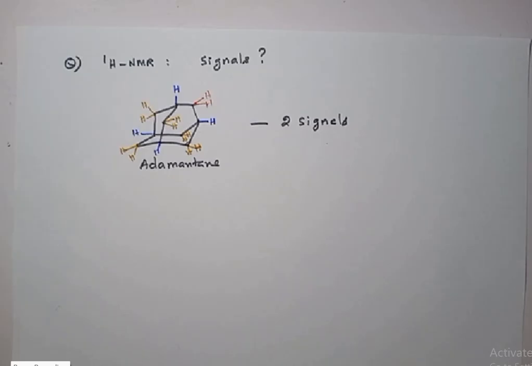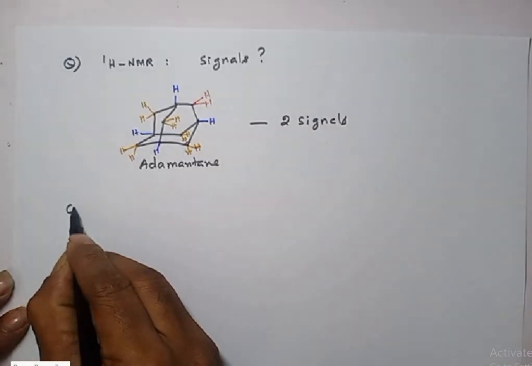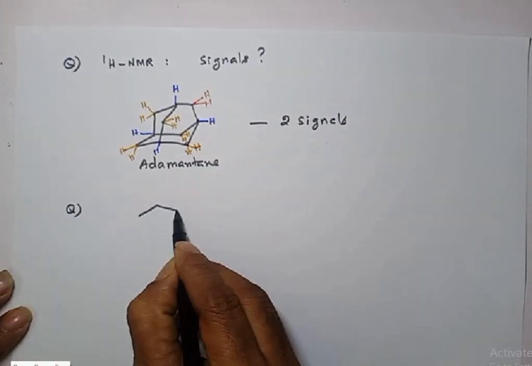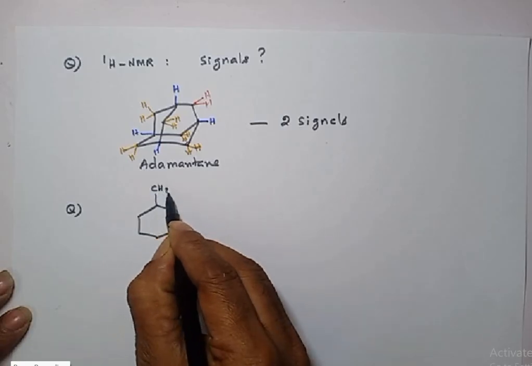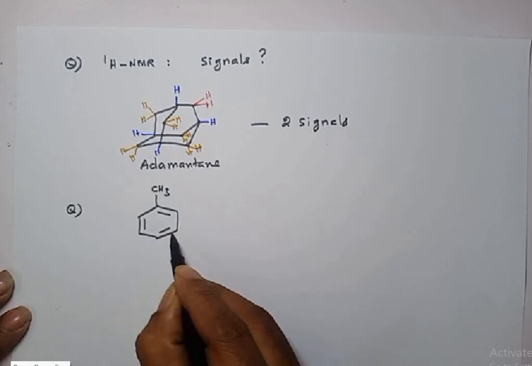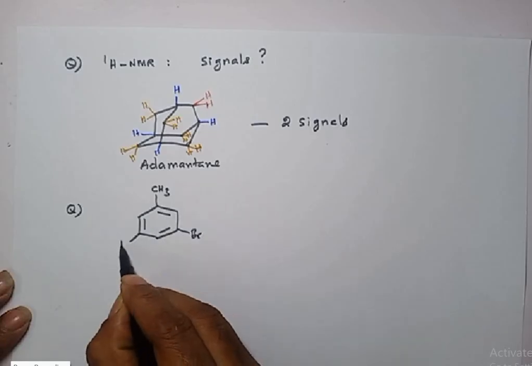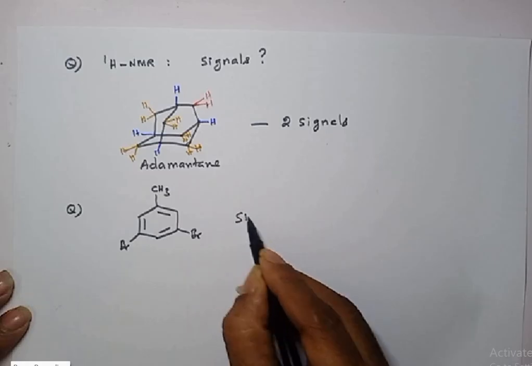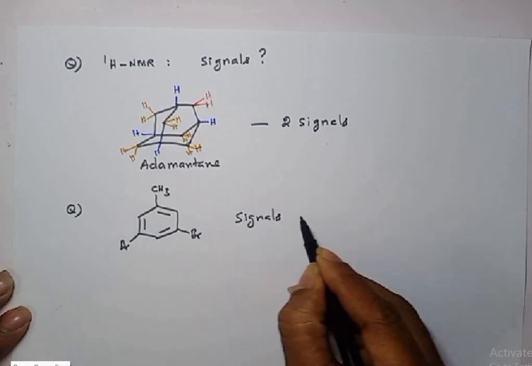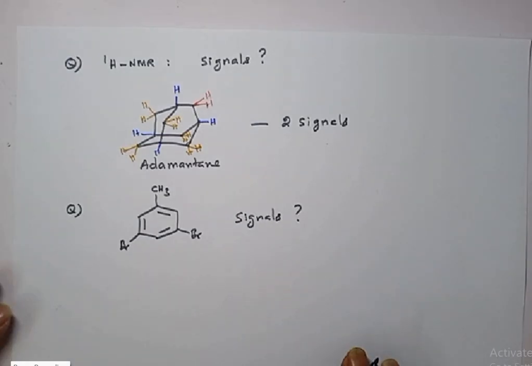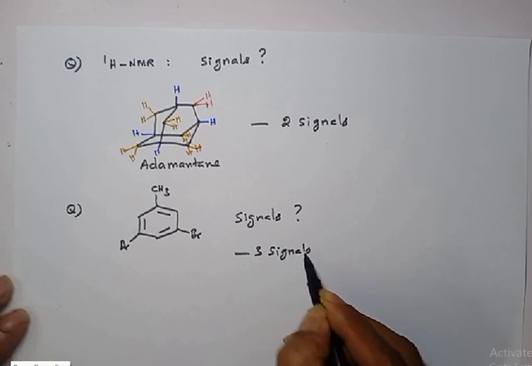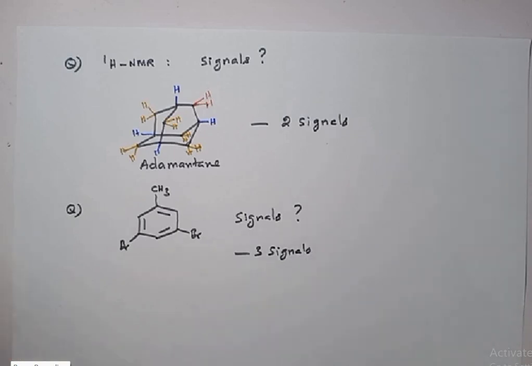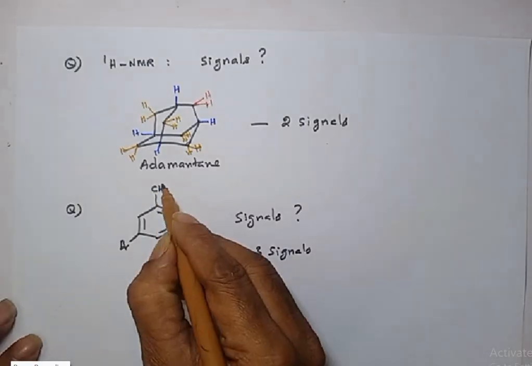Now, how many signals do we get for this compound in the proton NMR spectrum? If I take the proton NMR spectrum of this compound, how many signals do we get? For this compound we get 3 signals, you are right, because there are 3 different types of protons attached here.